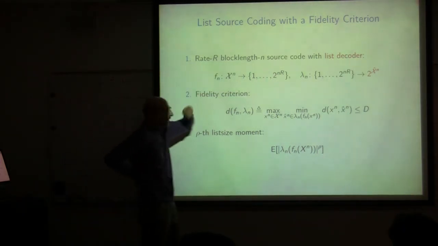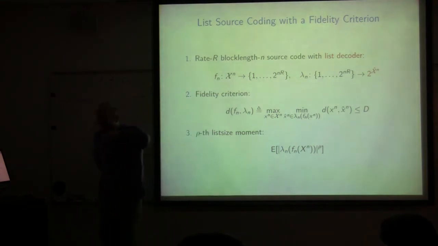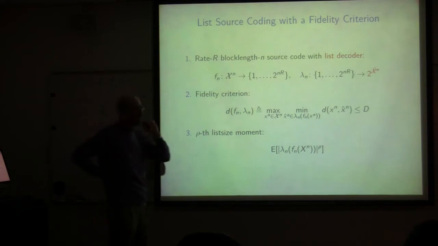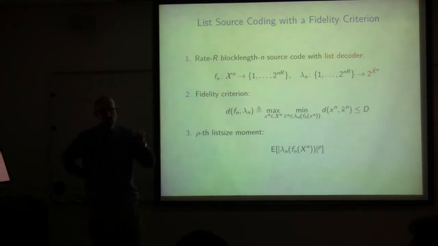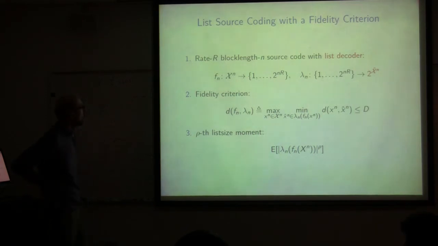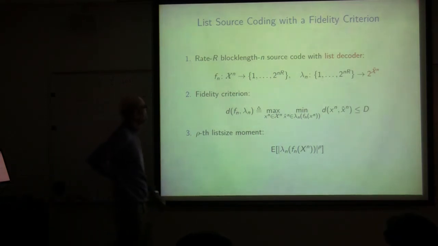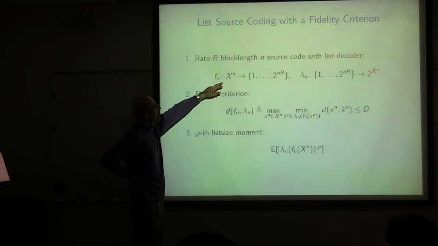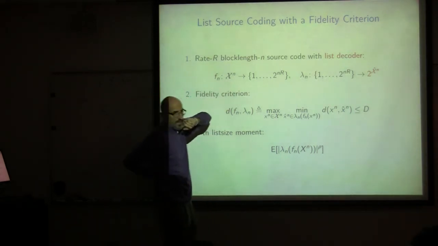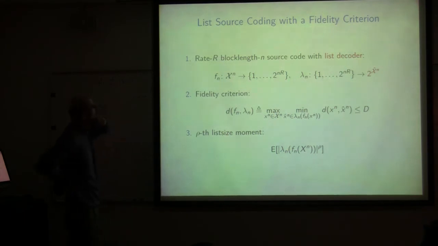Okay, so the fidelity criterion is where there's a certain distortion, and you don't actually have to do the exact task that was assigned to you, but you should do a task that's close enough. So this is essentially the problem. Now we have a source alphabet x, and a reconstruction alphabet, which is x hat. This is like rate distortion theory.